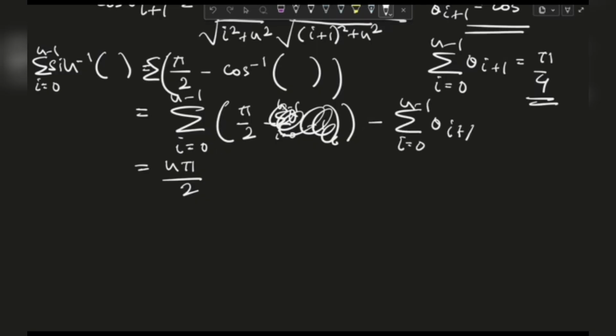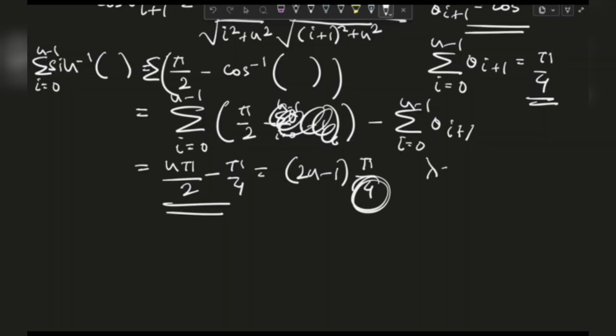Don't think that we have two sigmas one after the other. Don't confuse, these are two separate things. So n pi by 2 minus pi by 4. This is the result we actually had in the above process. So once again, your answer is 2n minus 1 pi by 4. So lambda is 4. And this is how we solved this question using inverse trigonometry as well as using vectors.